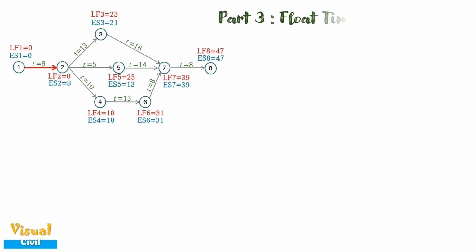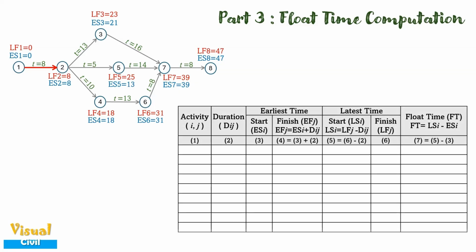In the next stage, let us do the computation of float time for all the activities in tabular format. In this table, column 1 enlists the activities, column 2 shows the duration of the respective activity, column 3 shows the earliest start time of event i, which is already calculated using the forward pass method in stage 1.